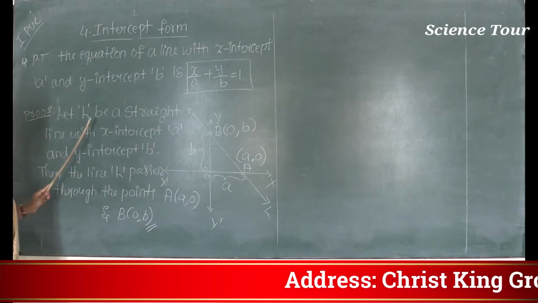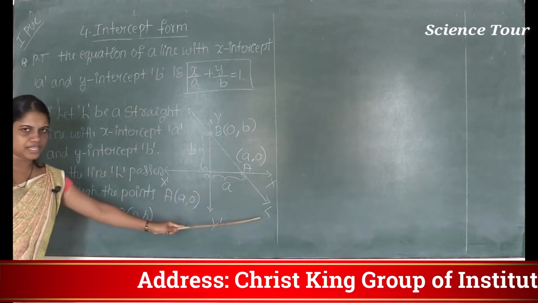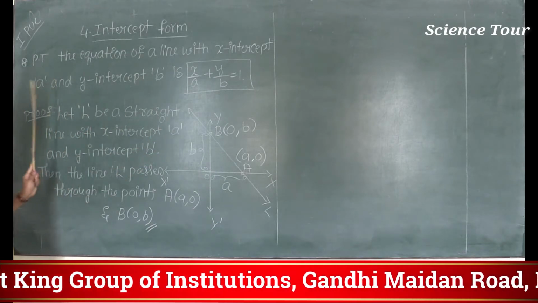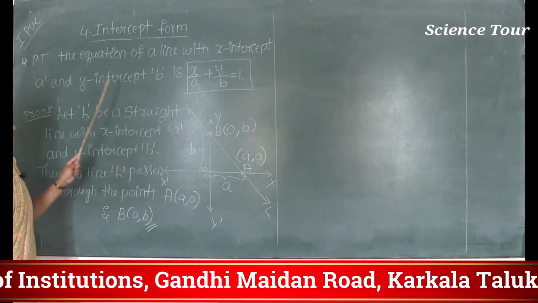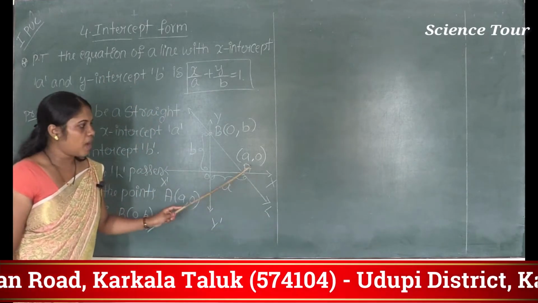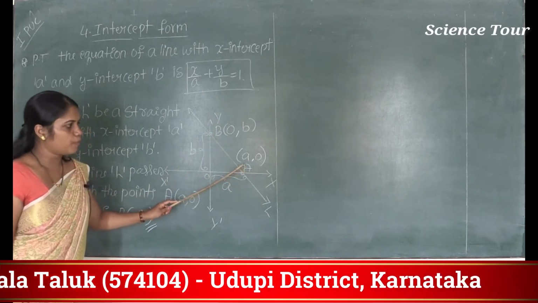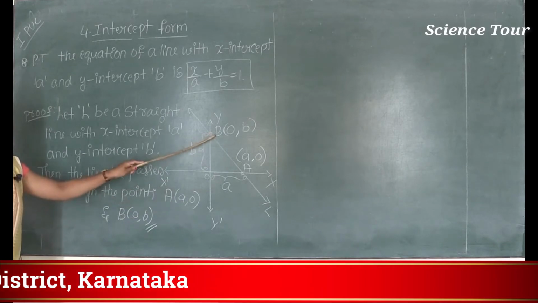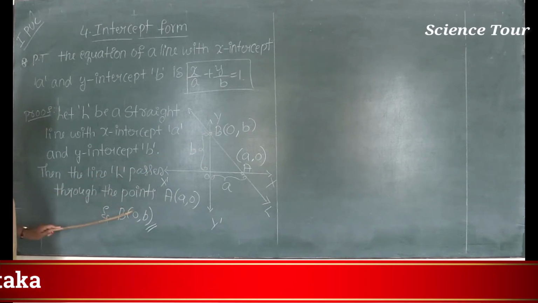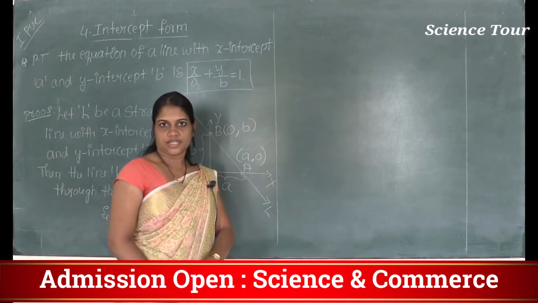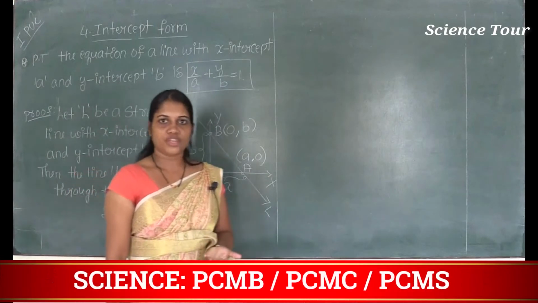Let L be a straight line with the x-intercept a, this is already given, and y-intercept b, this is also given here. Then the line L passes through 2 points. The first point is point A whose coordinate is a comma 0 and the second point is point B whose coordinate is 0 comma b. Students, you have studied about the 2-point form of the equation of a line, isn't it?